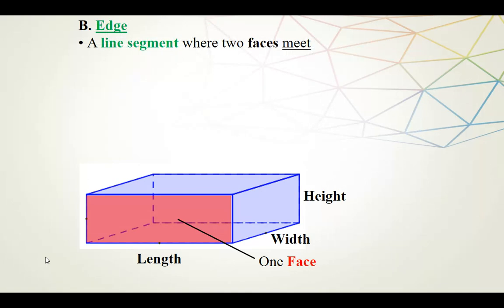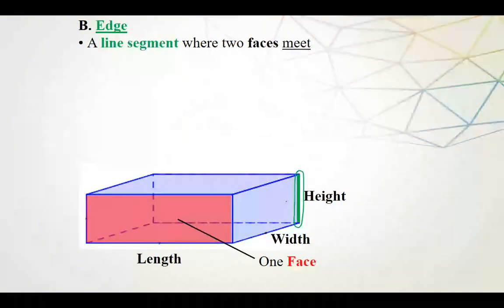An edge is a location, a line segment where 2 faces meet up. Okay, so I've highlighted on the 3D object this line in the corner.